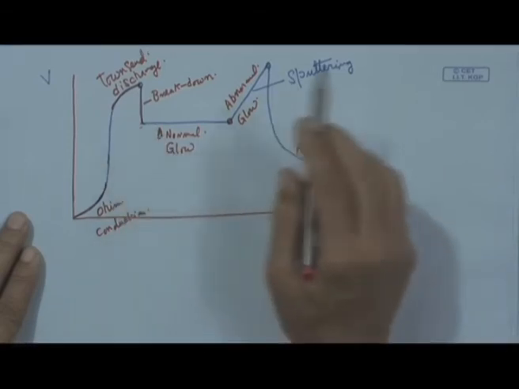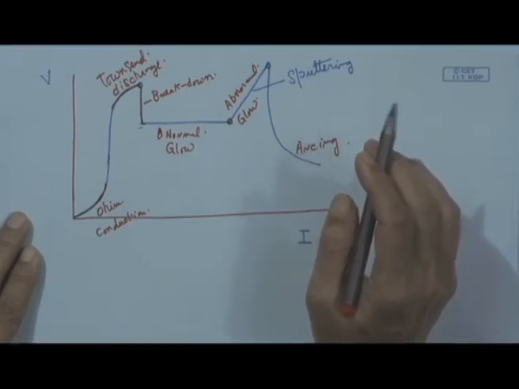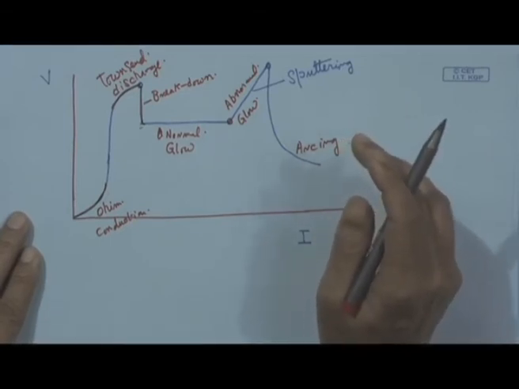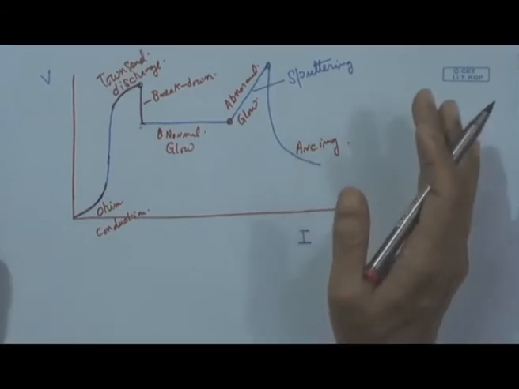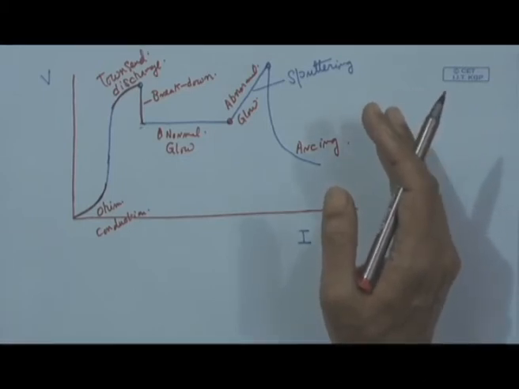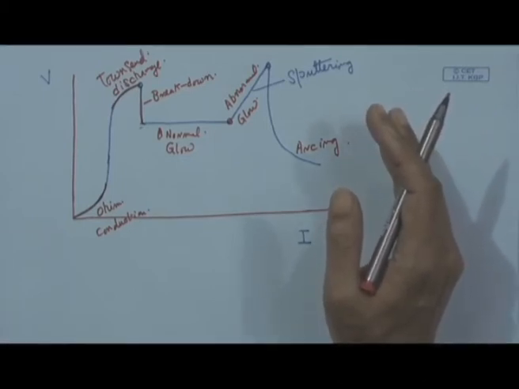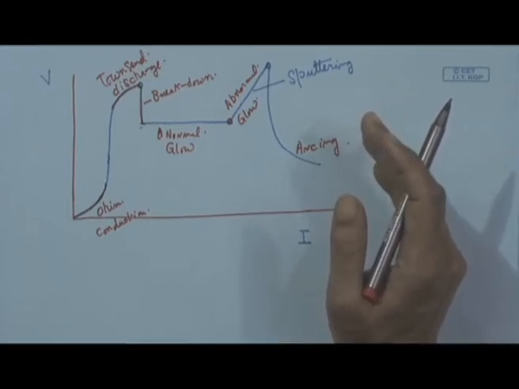So, we can see various stages, the variation of voltage with current, and in that process, when we find the abnormal glow, that is the zone where this sputtering process occurs, and that is conducted.